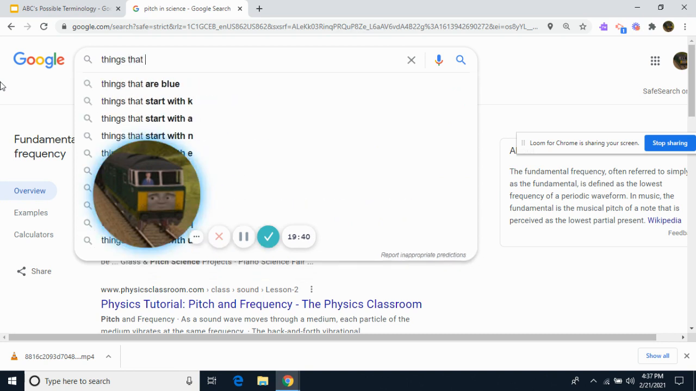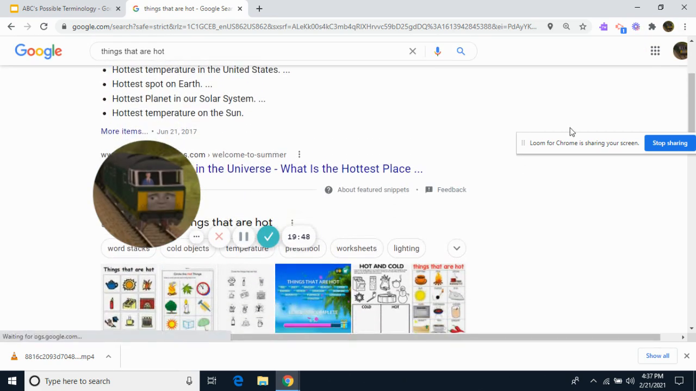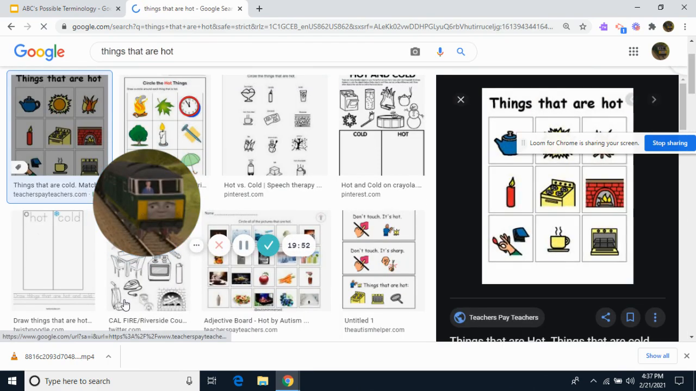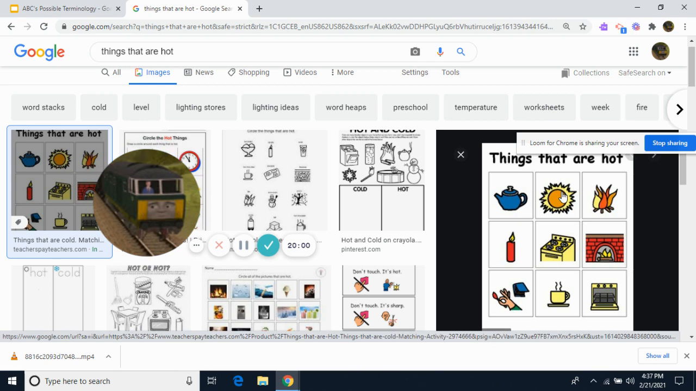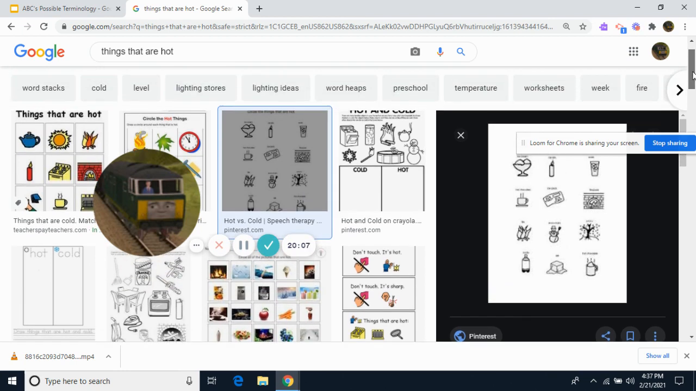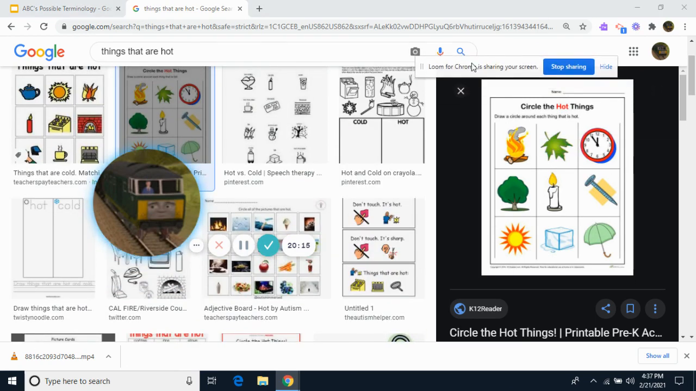Okay, so things that are hot. I'm going to tell you things that are hot. Like the sun is extremely hot. You cannot even touch it. This is really easy for some children. This sun is really, really hot. And for a birthday candle, you have to torch it very carefully. You don't want to burn yourself, obviously.